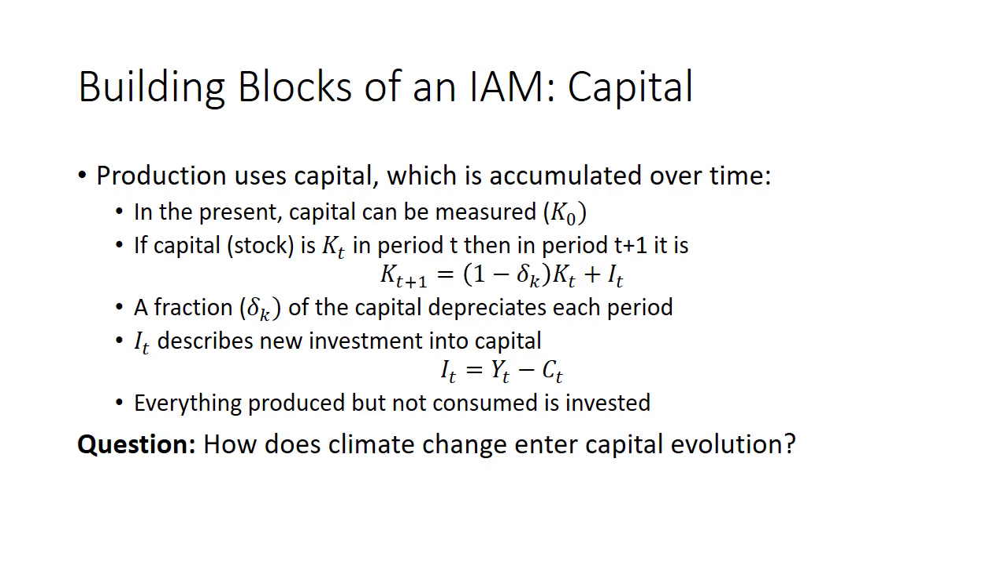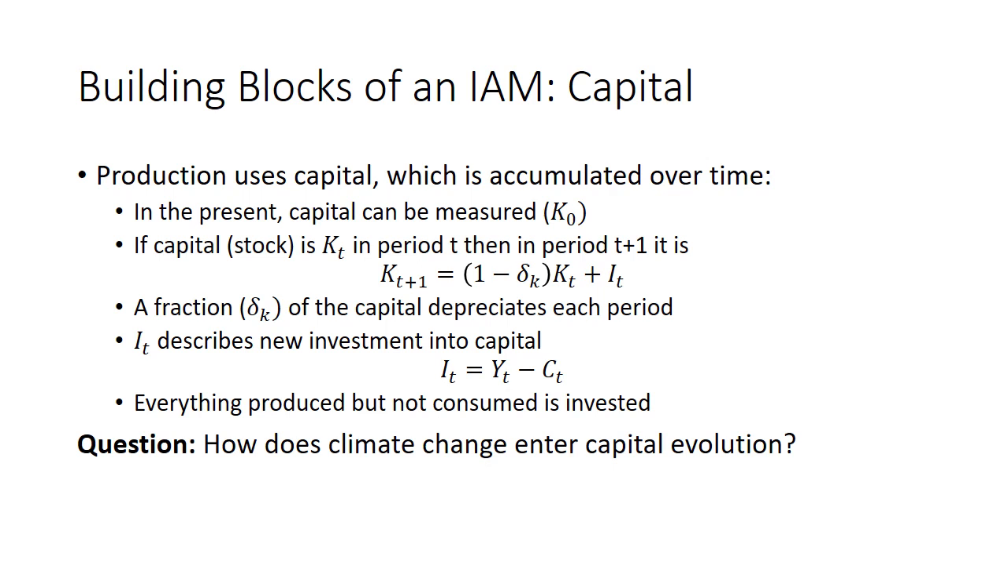So capital in period T plus 1 is a function of capital in period T times the depreciation term, plus investment. IT describes new investment. IT is equal to YT, which is GDP in period T, minus the consumption in period T. And we have to have some consumption in order to keep our economy running. So whatever we don't consume is invested, and that's translated into new capital.